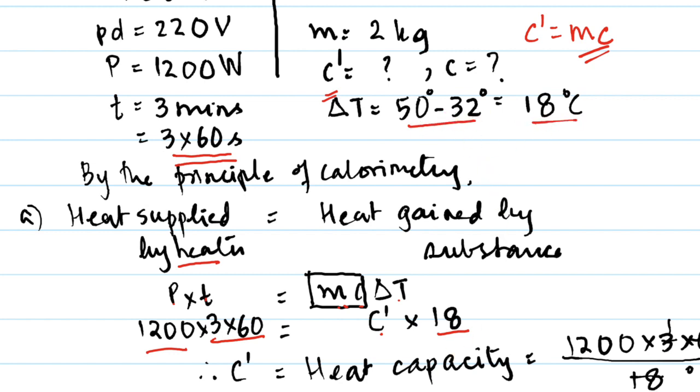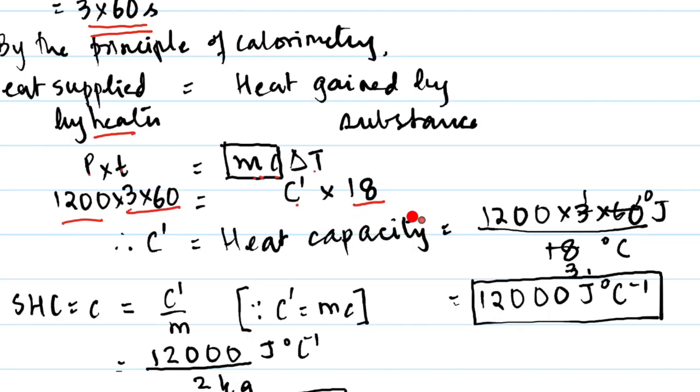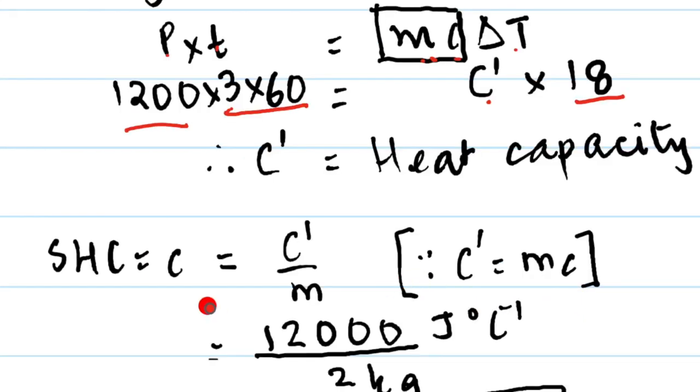Okay. Then heat capacity would be equal to this divided by 18. Can you see that? Simple calculations. And then you'll have joules per degree C. So we'll have 12,000 joule per degree C. Now when we want to find SHC, we are going to use the formula C dash is equal to M into C. So your C will be equal to M goes that side. It becomes C dash upon M, correct? And I've written the reason here.